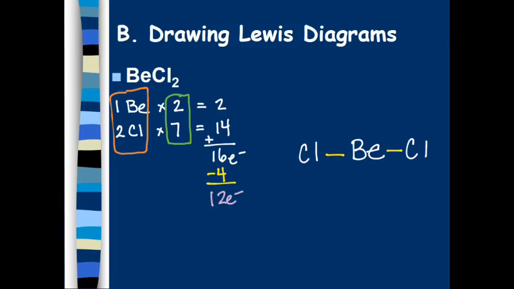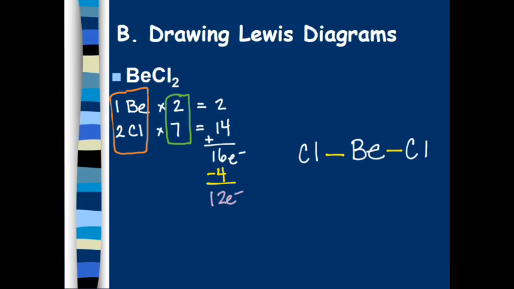Chlorine. Is chlorine in group 1, 2, or 13? No. So it needs 8. Beryllium is in group 2. So if you remember, in group 2, they have 2 electrons of their own, and they can pair up with 2 for a total of 4. I currently have 4 electrons around beryllium. I cannot add any dots there. It is full, so that's an exception to the octet rule.